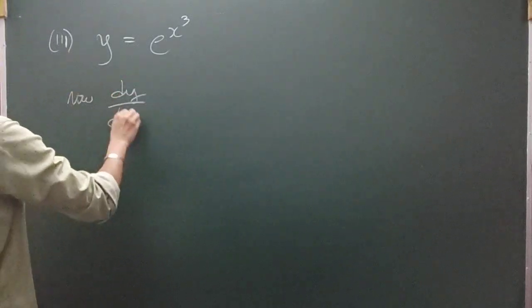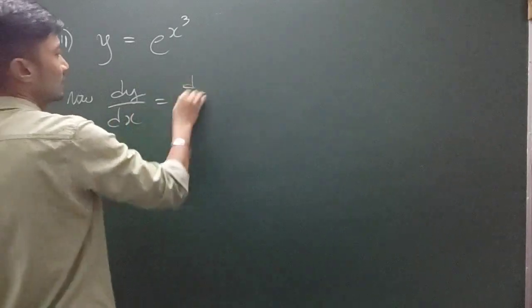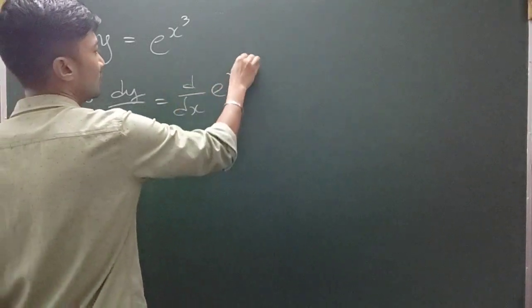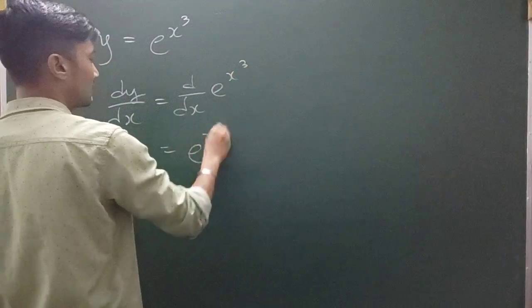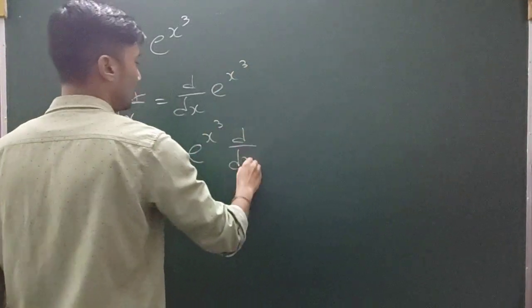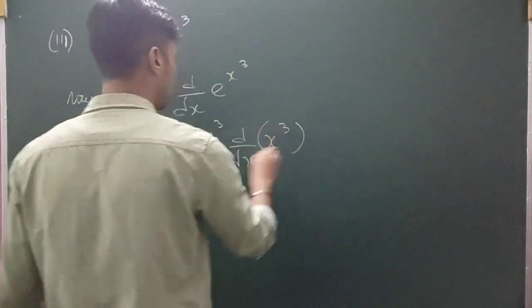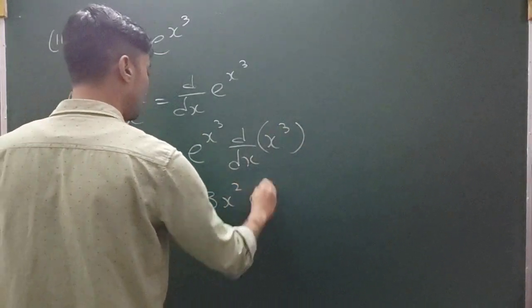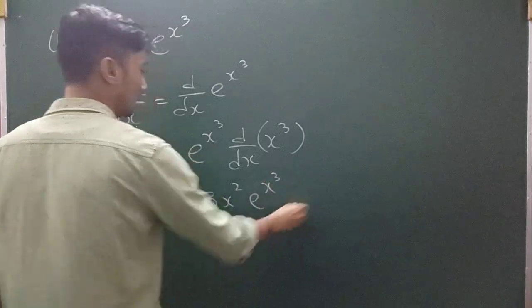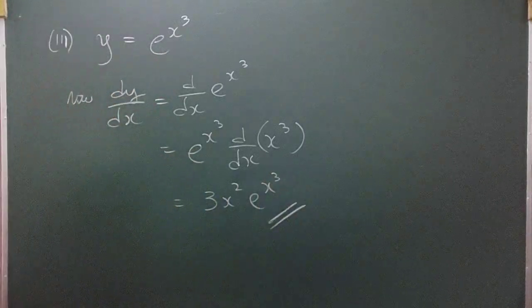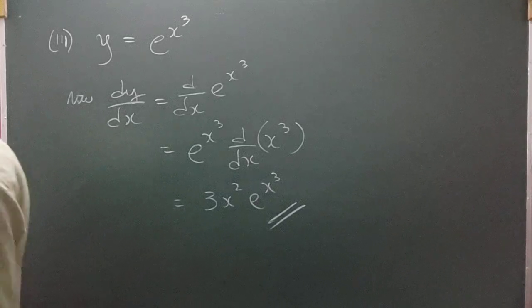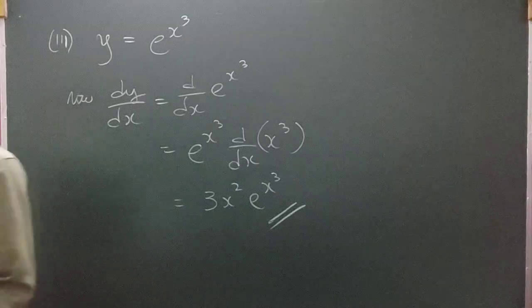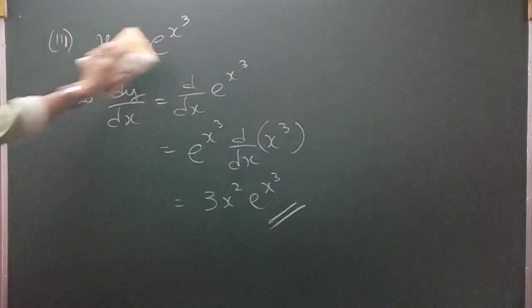So now dy by dx, another simple question again. Derivative of e power x cube. So again, derivative of e power x is e power x, but we know we have to proceed with chain rule. That's x cube. So I'm going to write derivative of x cube is 3x squared. I'm directly writing by arranging. So 3x squared into e power x cube. Simple question, simple question. Ho gaya? Chalo, next one.